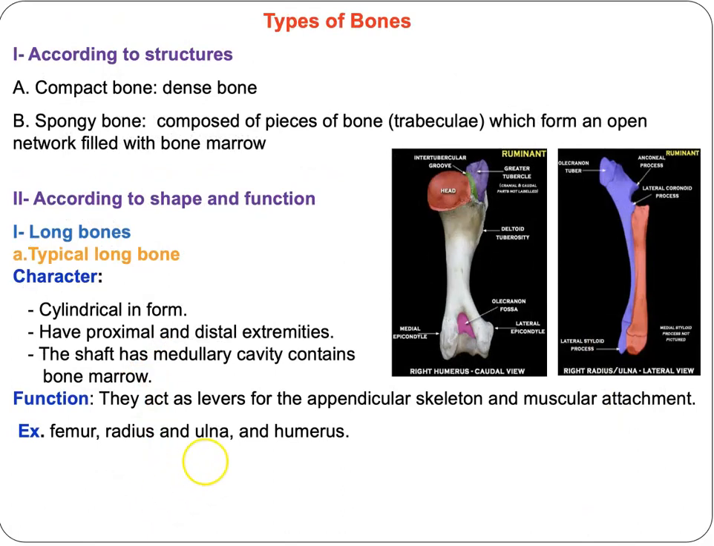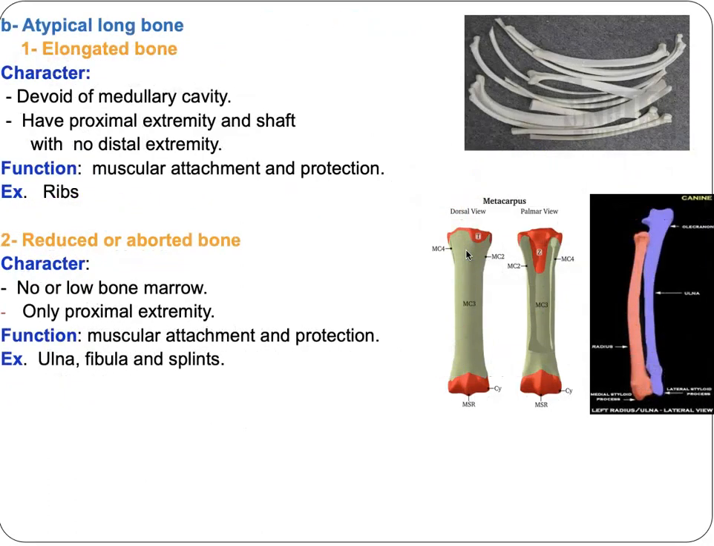Let us speak about the types of bones. According to structure, we have compact bone and spongy bone. According to shape and function, we have long bone, which has a proximal extremity, a distal extremity, and a shaft including bone marrow, such as the femur, humerus, and radius. These are typical long bones.